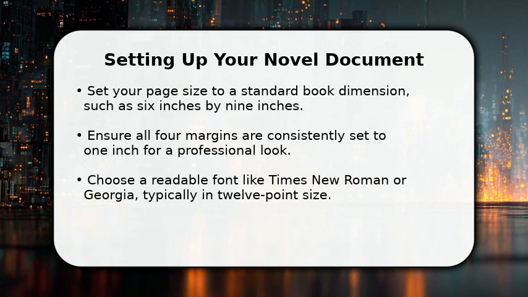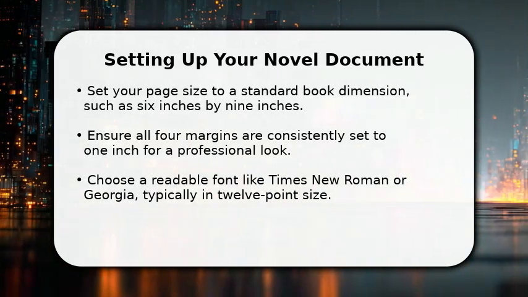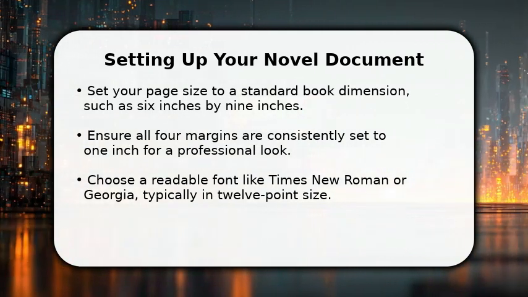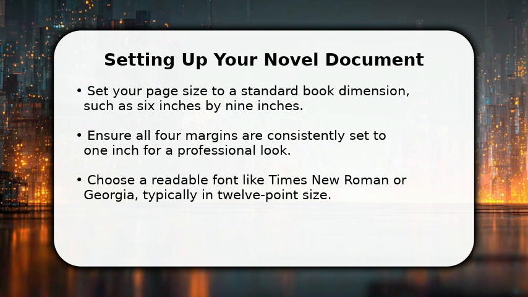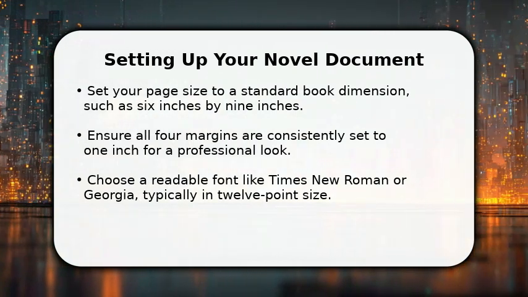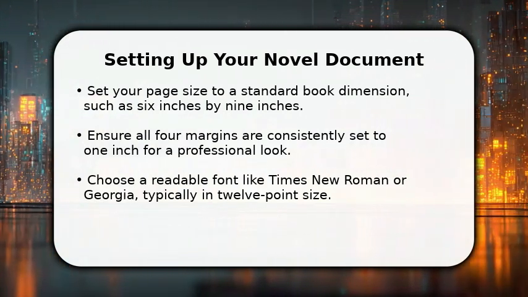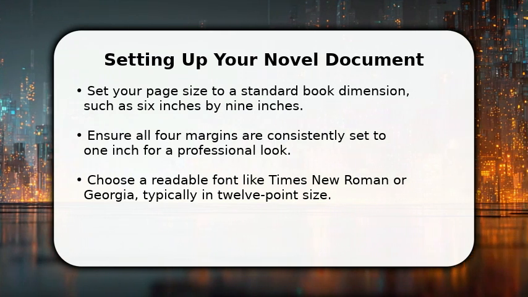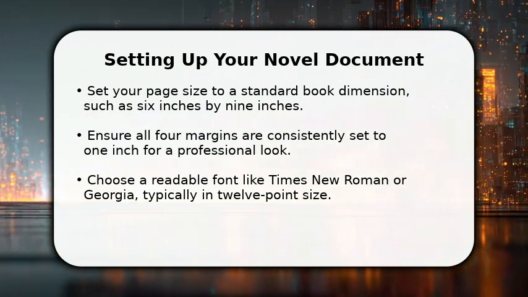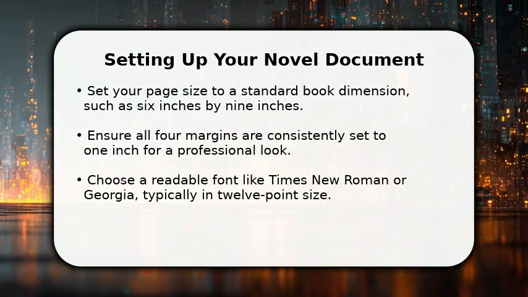In this video, I will explain how to format Google Docs for a novel. First, let's prepare your document's basic structure for optimal readability and a professional appearance. Set your page size to a common book dimension, like 6 inches by 9 inches, and establish 1-inch margins all around. For the body text, select a clear, serif font such as Times New Roman or Georgia, using a comfortable 12-point size. These initial steps create a solid foundation for your manuscript.